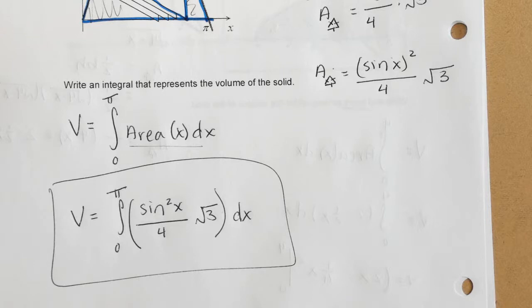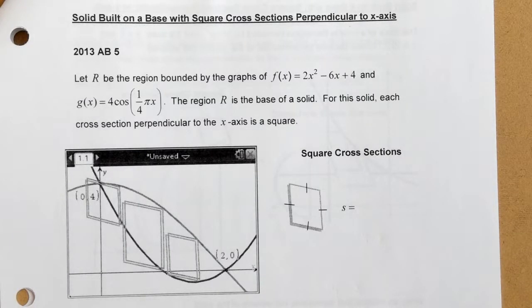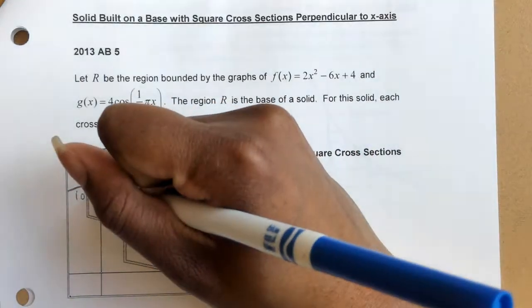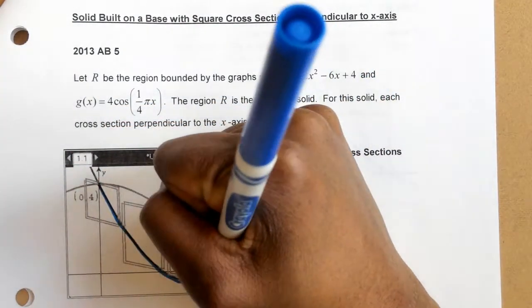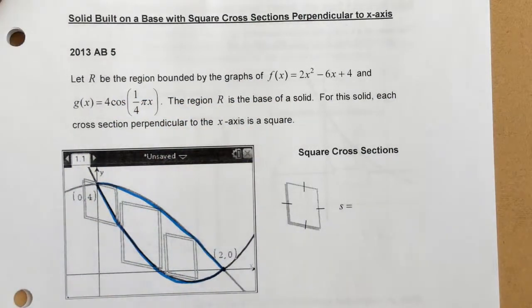Okay, so let's look at another type of cross-section. For this one, we're looking at a square cross-section. So our cross-sections are going to be squares. And we're looking for the region bounded by the graphs f of x equals 2x squared minus 6x plus 4, and g of x equals 4 cosine 1/4 pi x. So we're looking for the region between these two graphs. This was actually an AP question back in 2013.